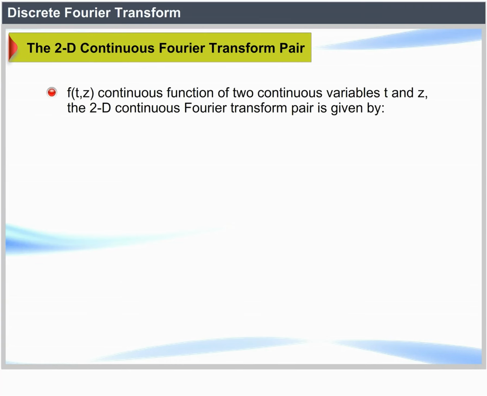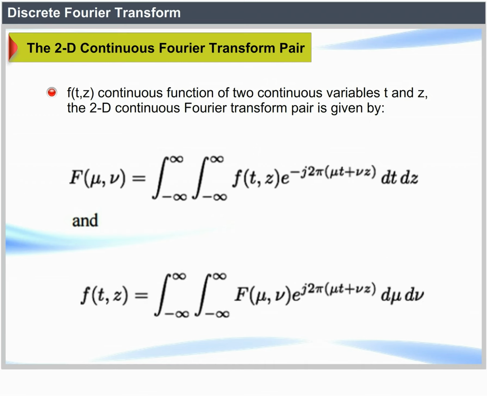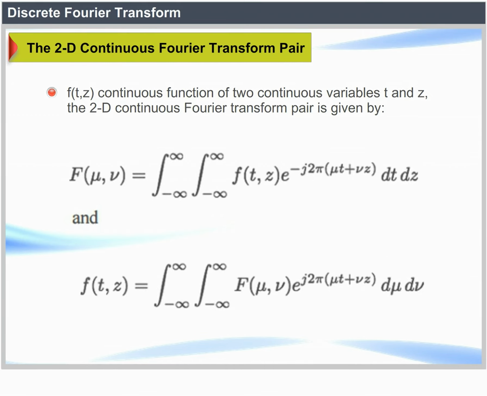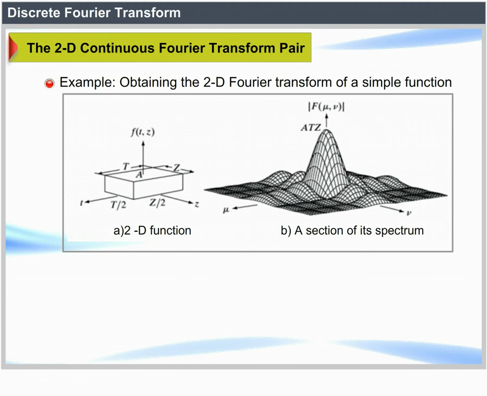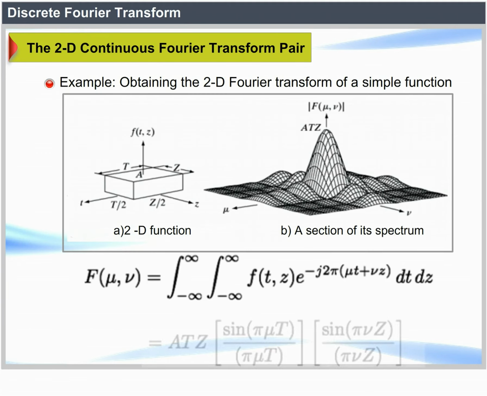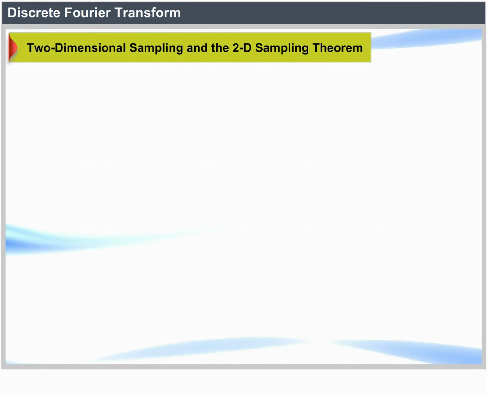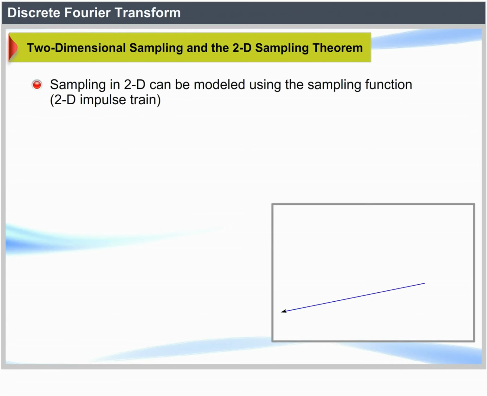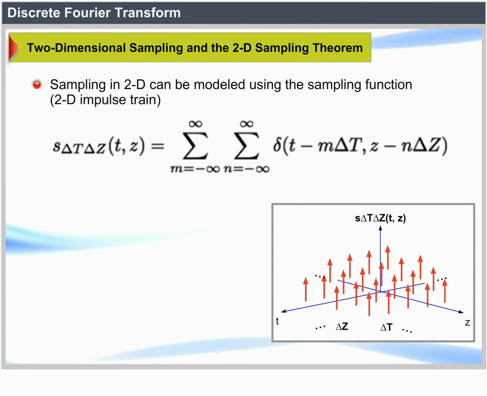Sampling in 2D can be modeled using a sampling function, a 2D impulse train, as per the equation shown on the screen. Multiplying f(t, z) by s ΔT ΔZ (t, z) yields a sampled function. f(t, z) is said to be band-limited if its Fourier transform is 0 outside of a rectangle [−μmax, μmax] and [−νmax, νmax].